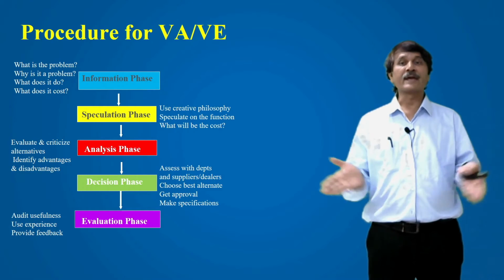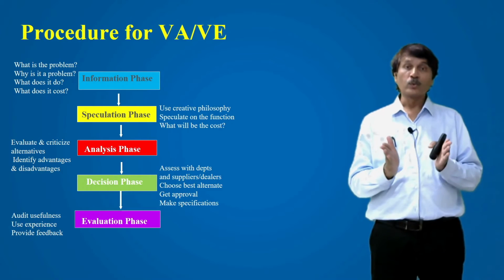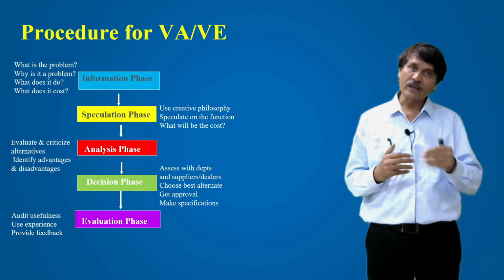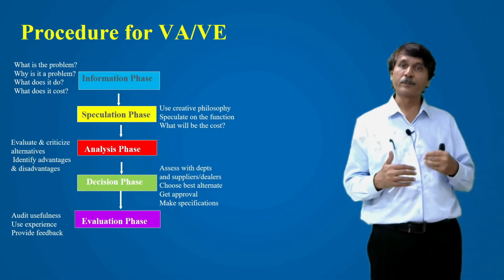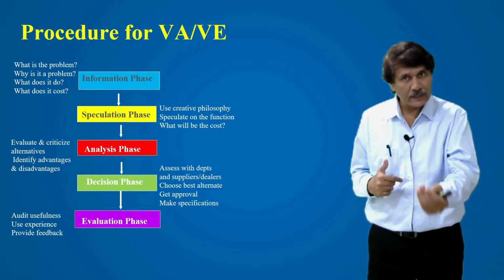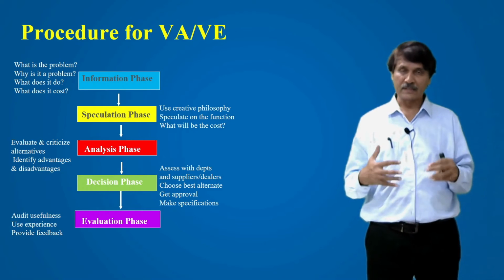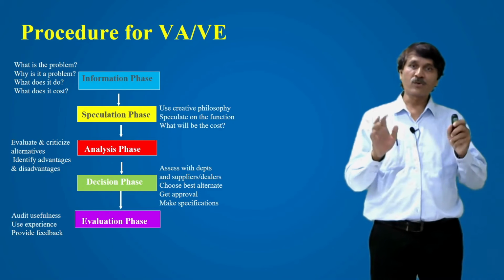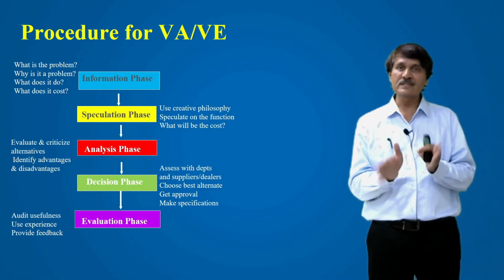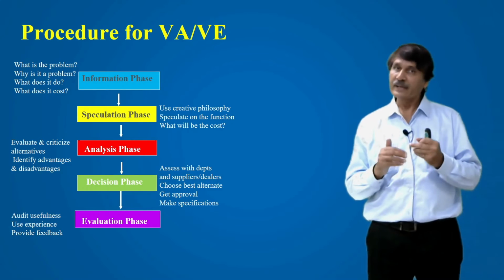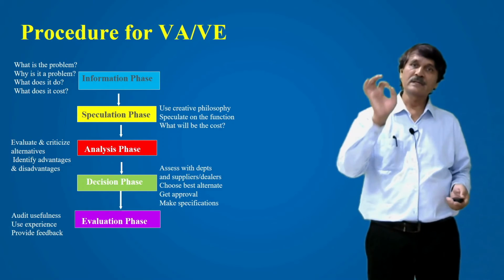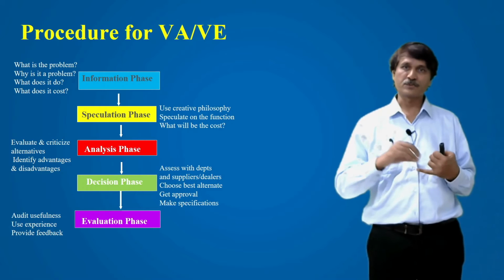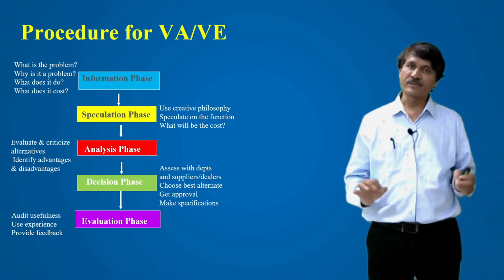You are going to utilize the experience of people to evaluate this, and then you are going to see whether the product you have manufactured from the new method is at the expectation of the customer, is performing as per the desired customer needs, that is, what the customer wants. You have actually incorporated all these things, and the product is perfectly in line with what the customer wants. This procedure is adopted in value engineering: information phase, speculation phase, analysis phase, decision phase, and the evaluation phase.